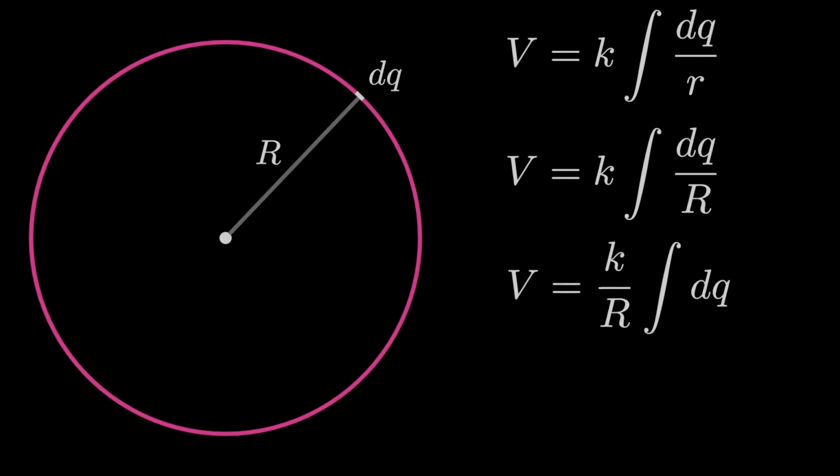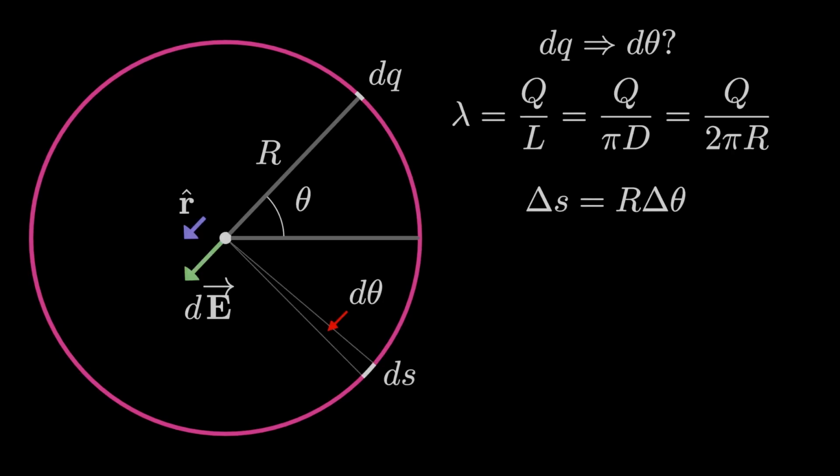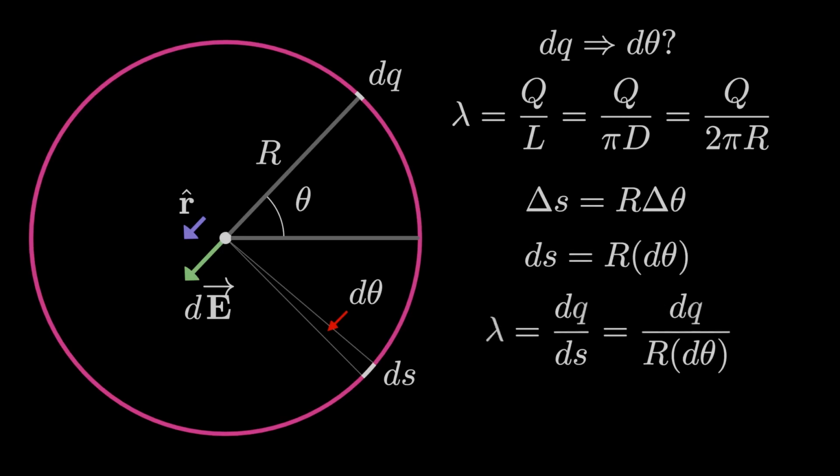Evaluating this integral over all of the little dq's will just give us capital Q. So the electric potential at the center of this ring with charge capital Q and radius capital R is just kQ over R. Look at how simple that was compared to trying to calculate the electric field like we did previously, where we were going down all these rabbit holes.